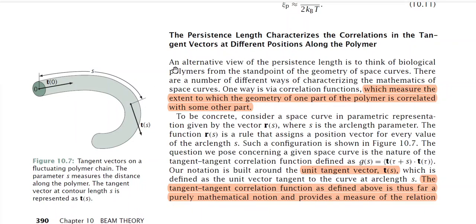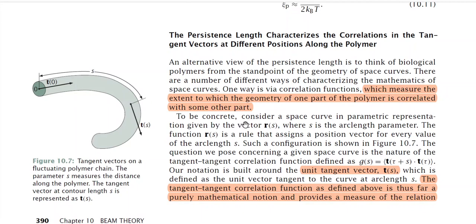Now, an alternative view of the persistence length is to think of biological polymers from the standpoint of the geometry of space curves. So, we can look at the polymer as some space curve. There are a number of different ways of characterizing the mathematics of space curves. One way is via correlation functions, which measure the extent to which the geometry of one part of the polymer is correlated with some other part. So, this is the particular space curve.